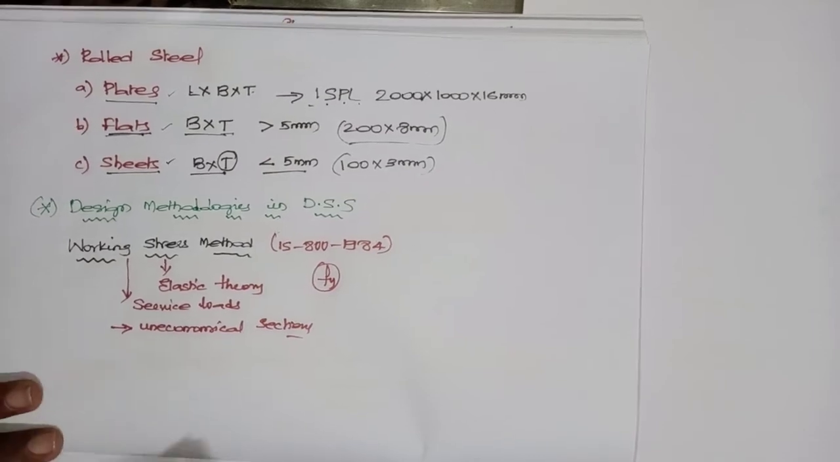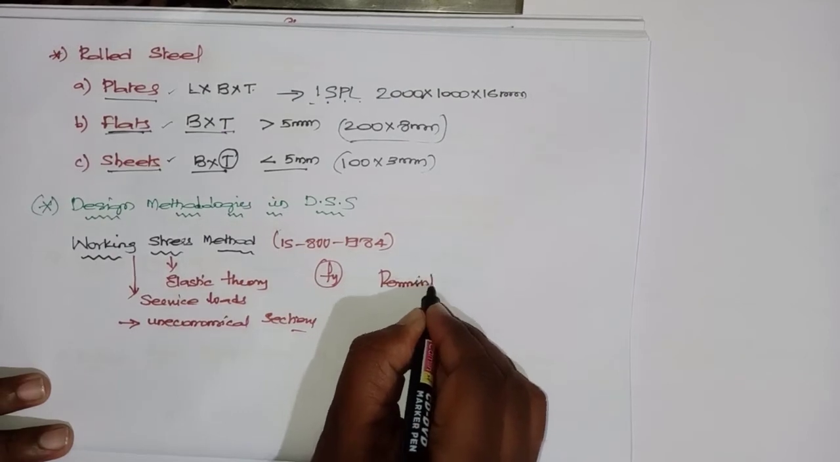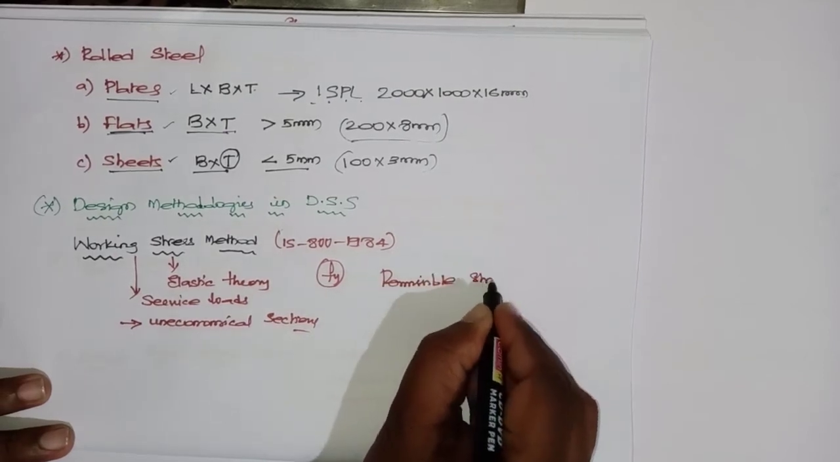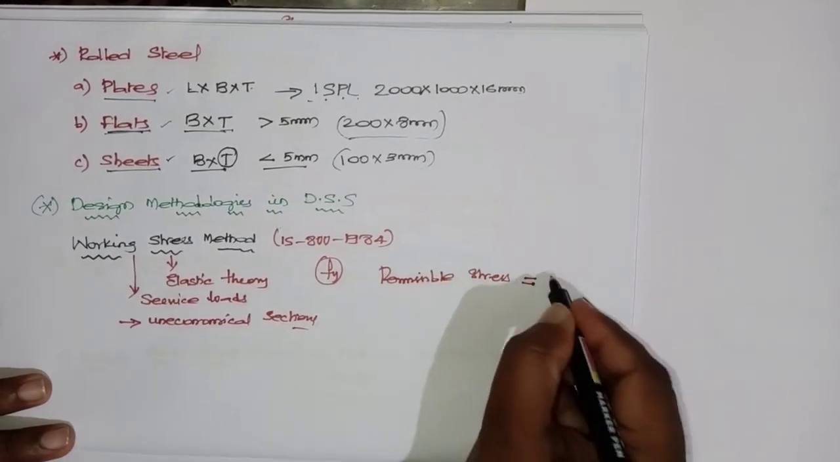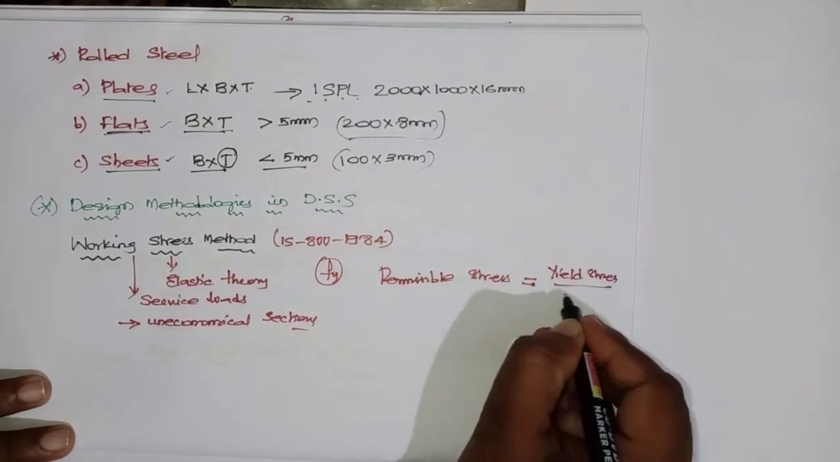Here the permissible stress in the working stress method is what? Permissible stress is equal to yield stress by factor of safety.